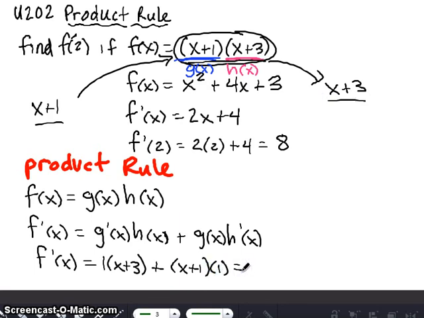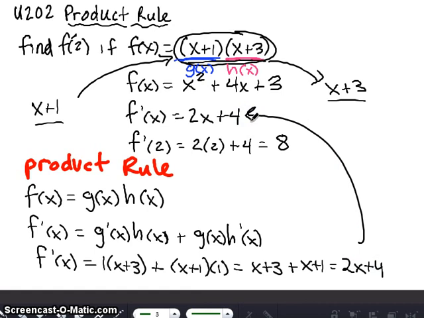So this would be x plus 3 plus x plus 1, which is 2x plus 4. Which is the same thing that we got up here. And if we wanted to find f prime of 2, we would just plug 2 into that like we did earlier. So that is your product rule for differentiation.